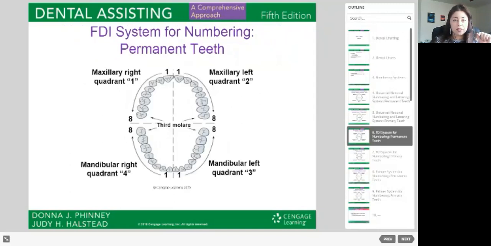Okay, so the FDI system for permanent teeth looks very similar to the Palmer method, but the difference is the quadrants have numbers. So instead of saying upper right, they're going to say quadrant 1, tooth 1. So this tooth would be tooth number 1, 1. Or this would be tooth number 1, 4.